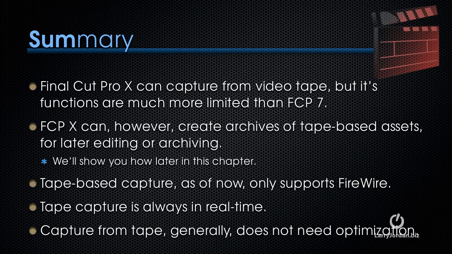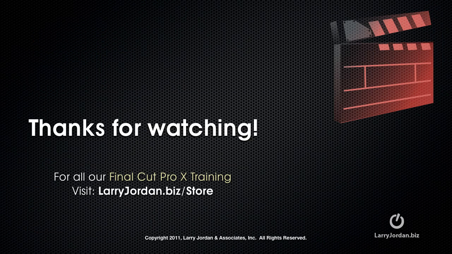Final Cut Pro 10 can capture from videotape, but its functions are much more limited than Final Cut 7. Final Cut 10 can, however, create archives of tape-based assets for later editing or archiving, and I'll show you how to create these archives a little later in this chapter. Tape-based capture as of now only supports FireWire devices, and it's always in real time. However, a good piece of news is that generally capture from tape does not need optimization.